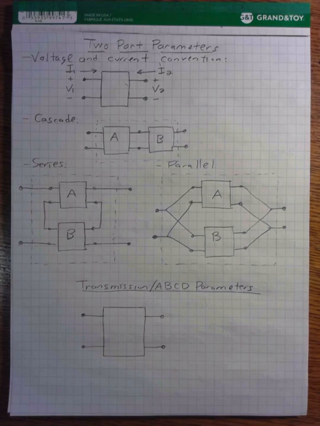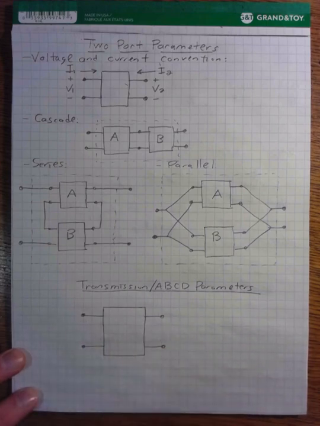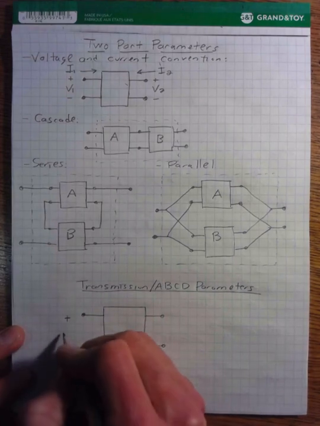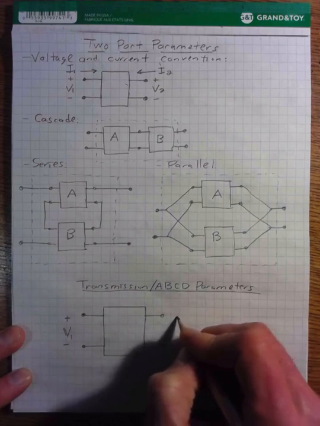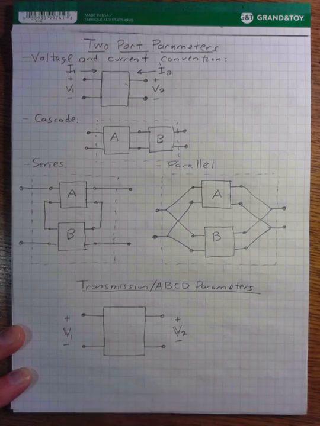So ABCD parameters are also known as transmission parameters, and they take the perspective that we've been taking all the way through this lecture series, that the left-hand port is an input port and the right-hand port is an output port. And so I'm going to define my voltages and currents as phasors, because we're going to be assuming that our two-port systems have frequency-dependent transfer functions, or frequency-dependent components at least.